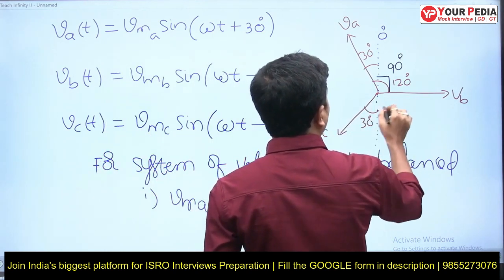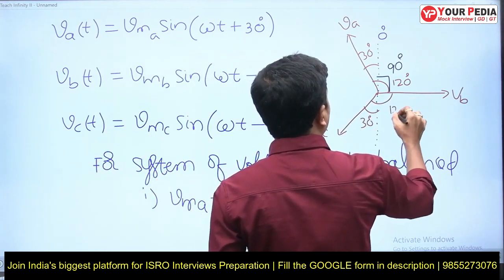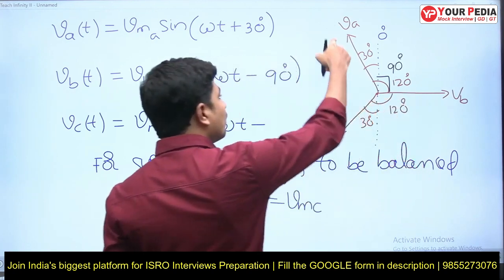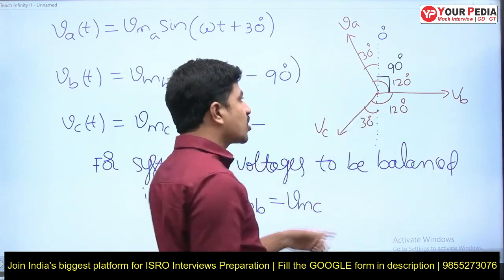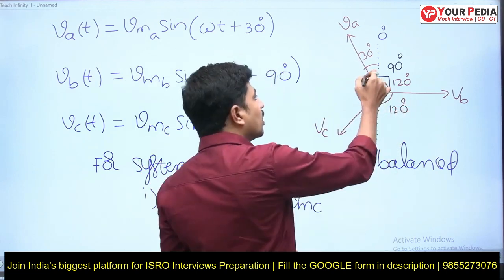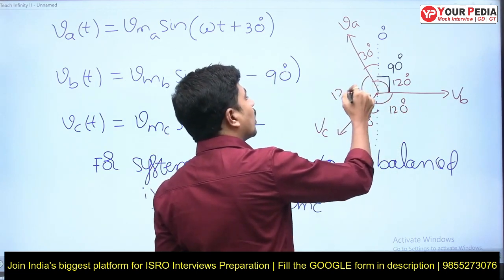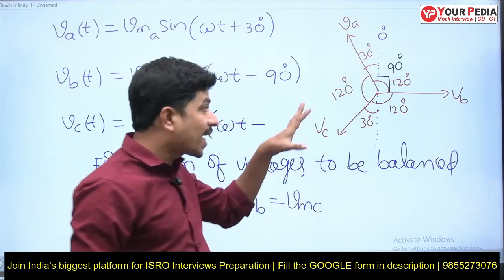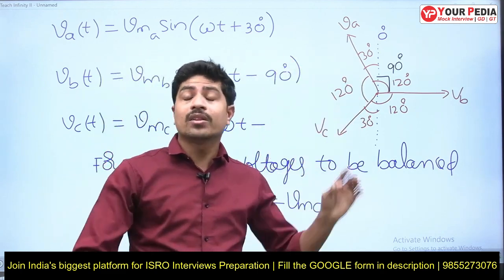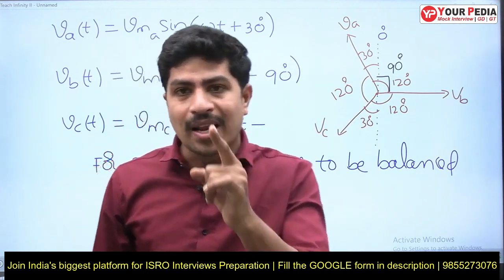And this particular value is 120. Now if you look at the angle between VC and VA also, the total is 360, this is 120, this is 120, this is also 120. Yes, this is the second condition for this system of voltages to be balanced.